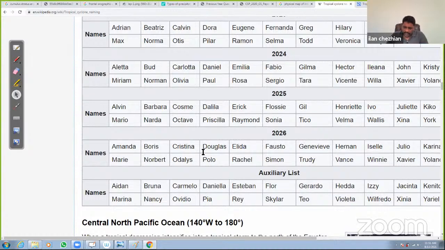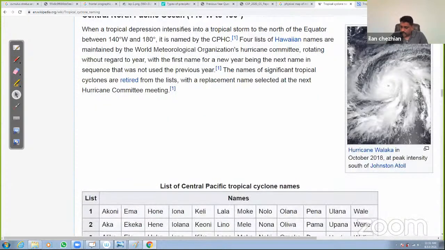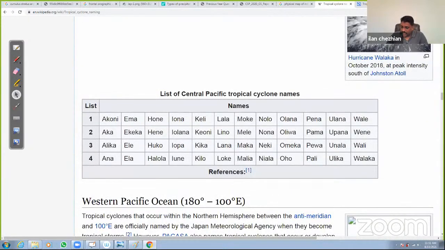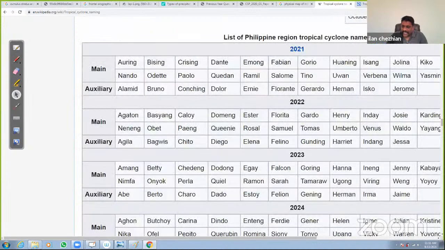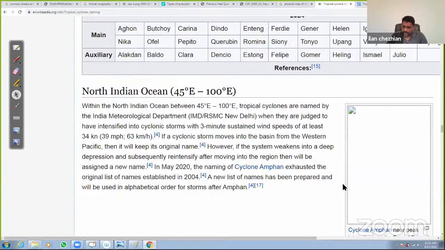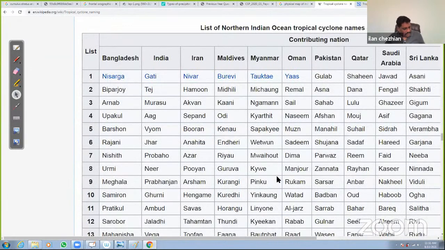Now, my dear friends, like the North American practice, what is needed is the Indian practice. To be very precise, what we need is the North Indian Ocean Basin. North Indian Ocean Basin.